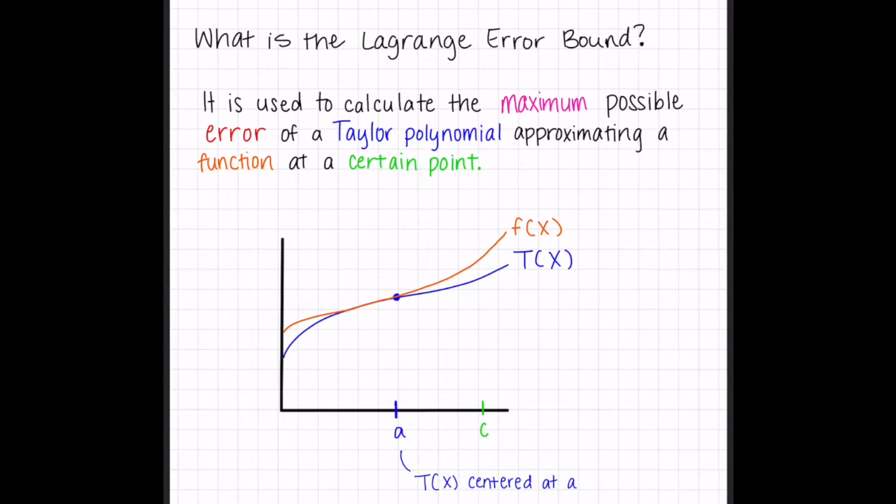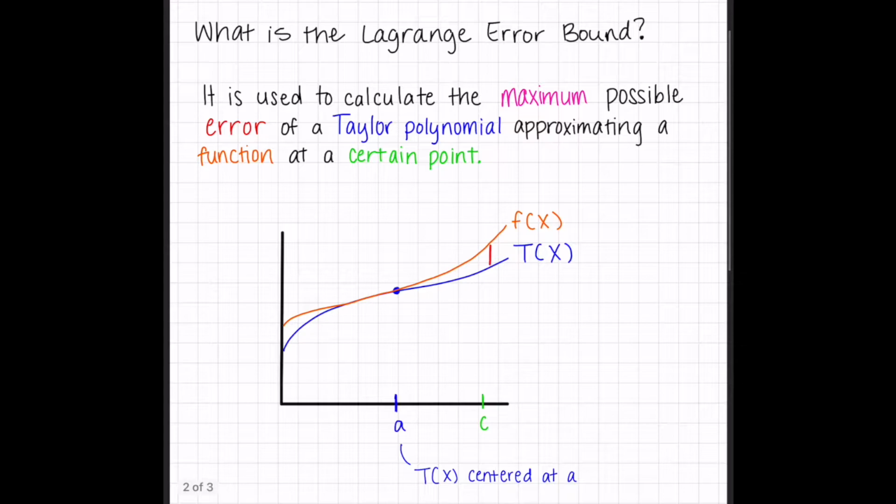So before I tell you what exactly the Lagrange error bound is, let's focus on what error is first. In this context, error is basically how good the Taylor polynomial fits the original function. So we can calculate error at a certain point. This is error at an arbitrary point C.